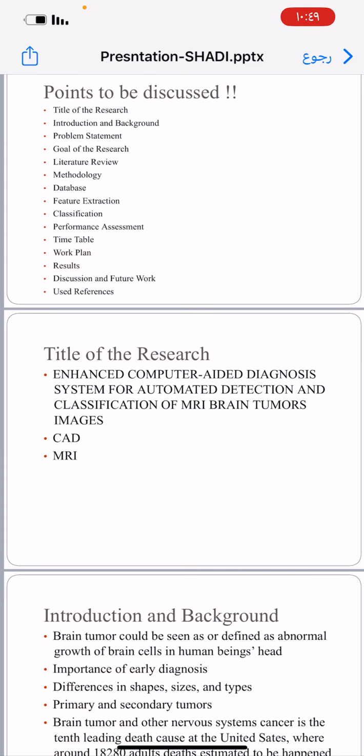The title of the research will be presented first, then the introduction and background information, followed by the problem statement and the goal of the research. The literature review will be presented later. Methodology, database, feature extraction, classification, performance assessment, and timetable, work plan, results, discussion, and future work will be presented after that.